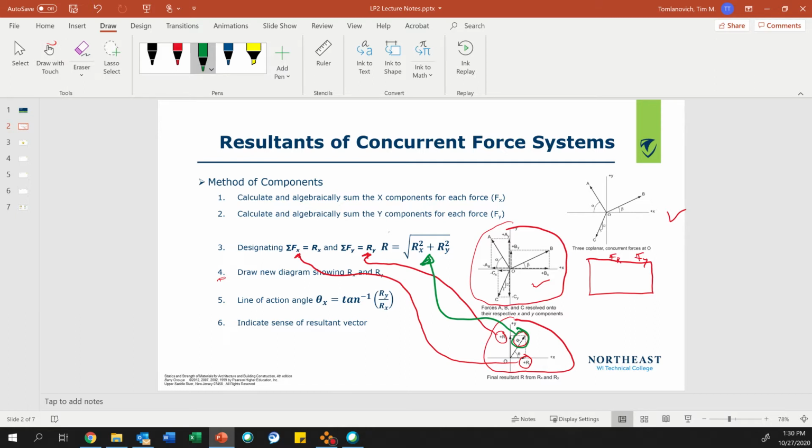Now I need to know what is my line of action. Remember, the line of action is the shaft of the arrow. I need to know that angle. So theta, if this is a right triangle, opposite over adjacent is tangent. So if I take the inverse tangent of Ry over Rx, I'll get my theta, which is right there. So here's my theta. And then I need to indicate sense. So my sense of my resultant is northeast.